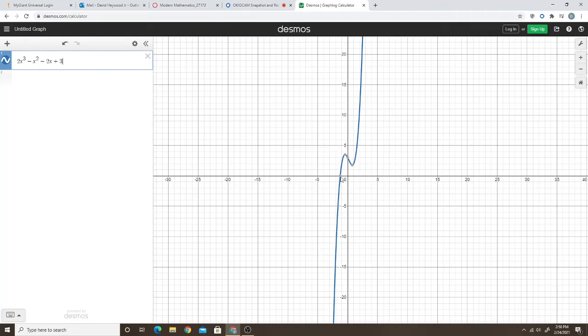Ooh, notice that this one only has one zero, and it's right there. But it also has a maximum right there and a minimum right there. Okay, so those are kind of interesting things too. But the zero is the thing that we were asked for, and the zero looks like it's about negative 1.253.